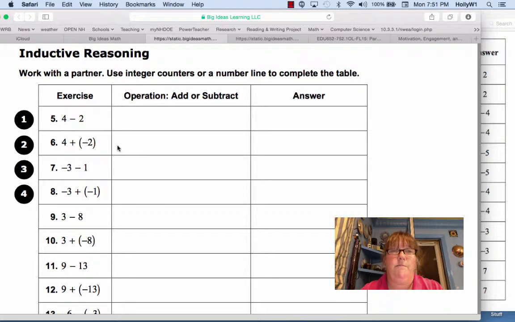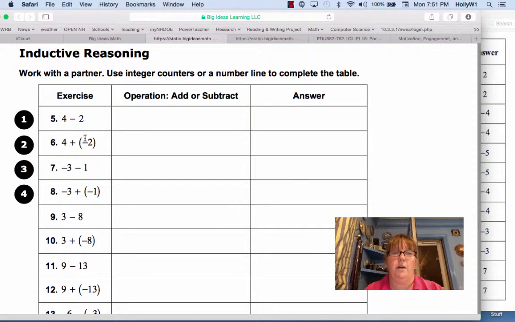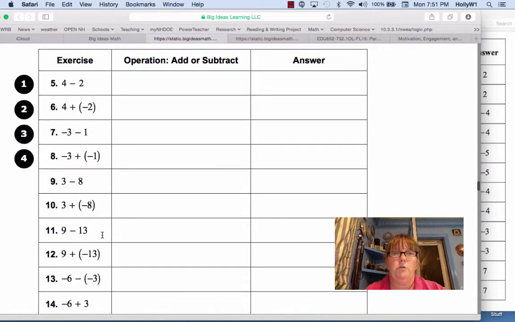Alright, let's do a little more formal. Working with a partner, using integer counters or a number line, you're going to complete this table. You're going to pause the video and either draw it on a piece of paper or make a table on a computer or whatever. I want you to go through this entire exercise of taking 4, subtracting 2, taking 4, adding a negative 2, and tell me what the operation is, whether you're adding or subtracting, and what the answer is. So why don't you pause the video, and then we can be right back.